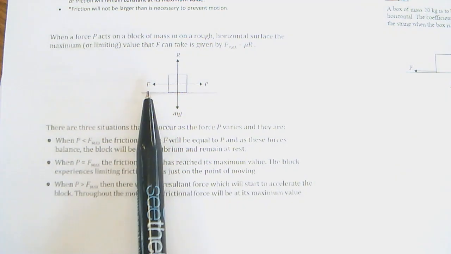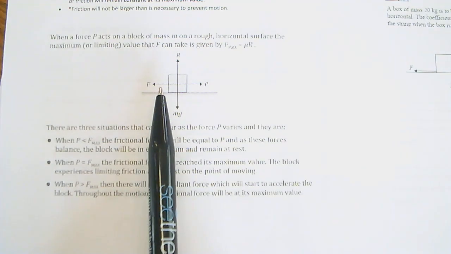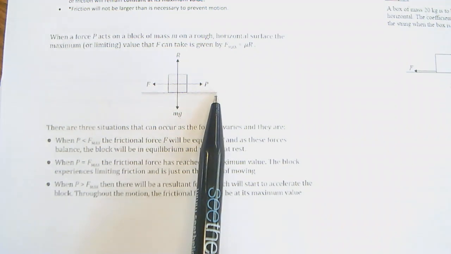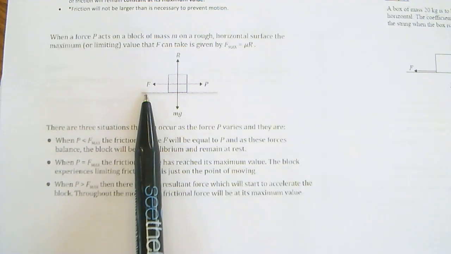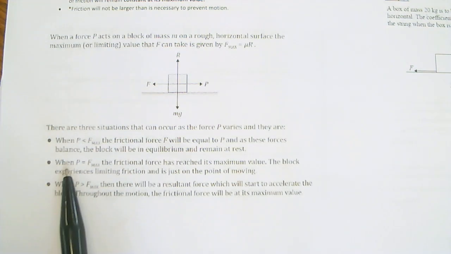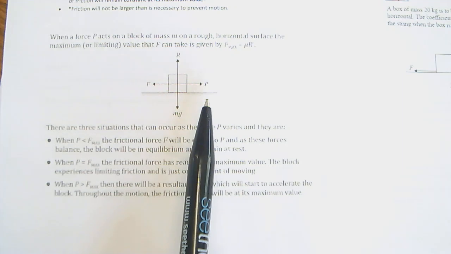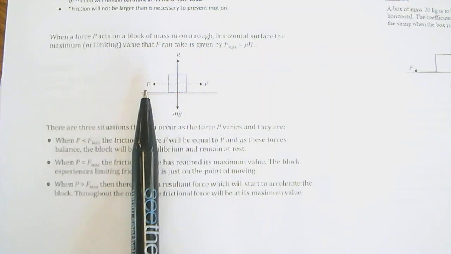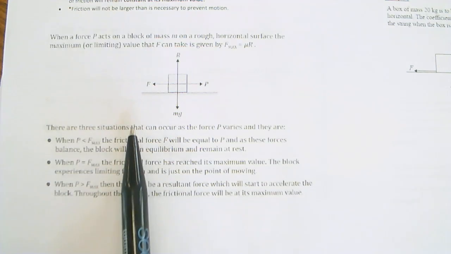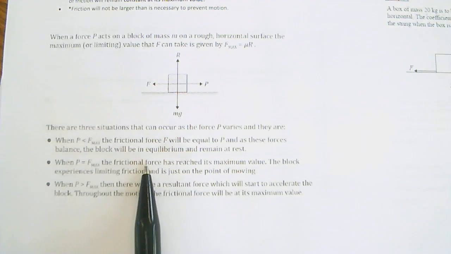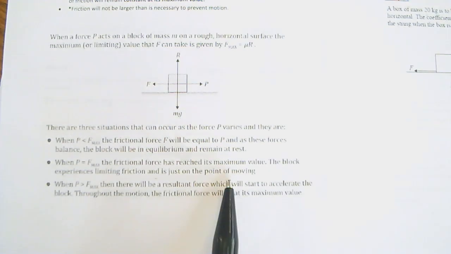So for example again, if friction was 30 newtons and P was only 10, it's not going to move, and because P is 10, friction will just match it at 10. When P equals friction, say if this was 10 and friction's max was 10, it reaches maximum value and it will be in limiting friction or limiting equilibrium and is on the point of moving.